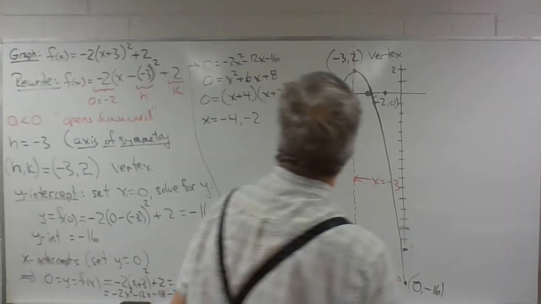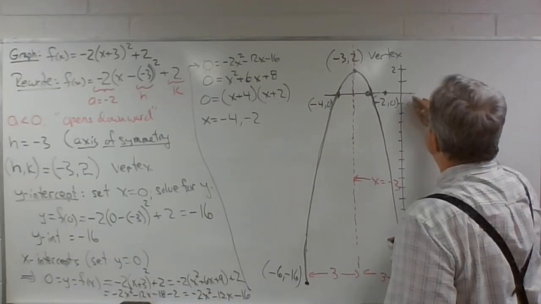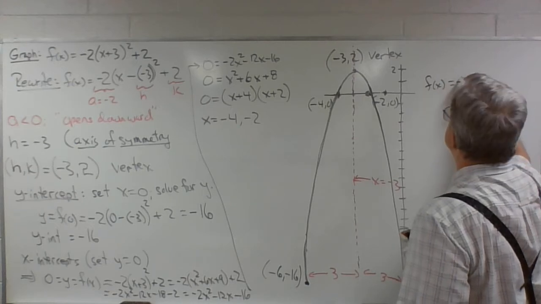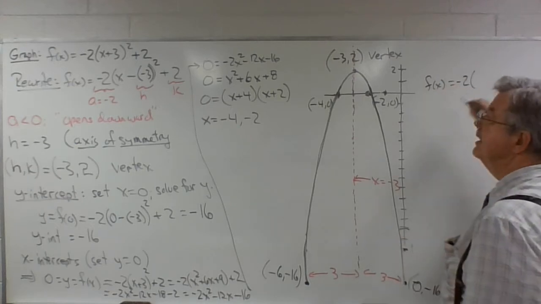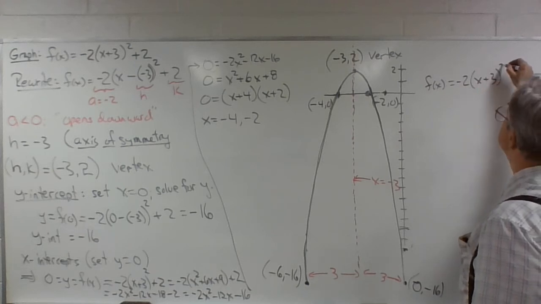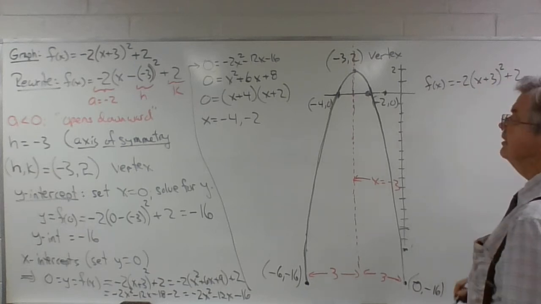And this is the graph of the function f of x equals negative 2 times (x plus 3) squared plus 2.